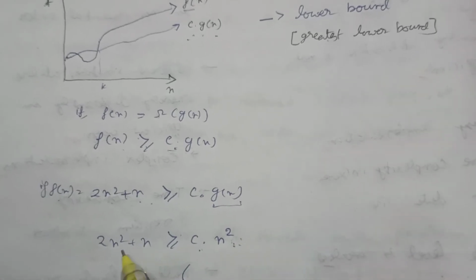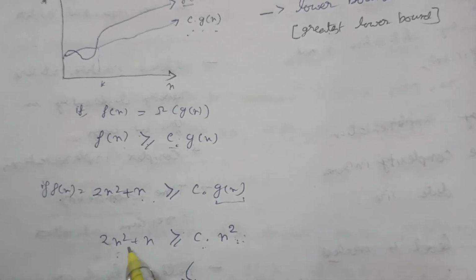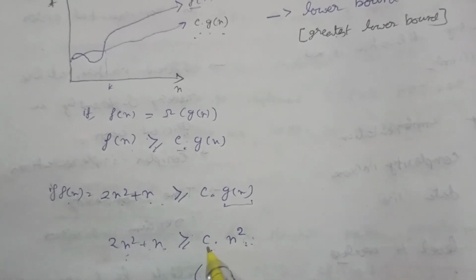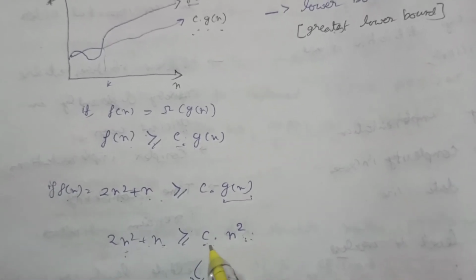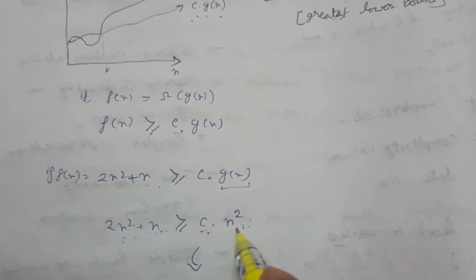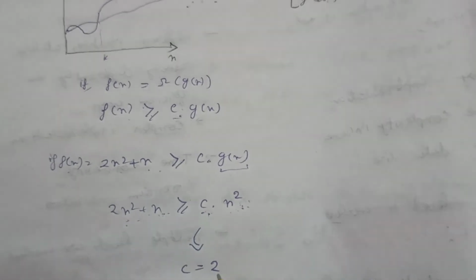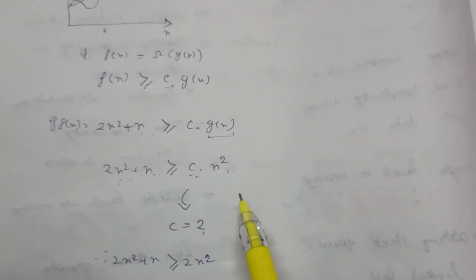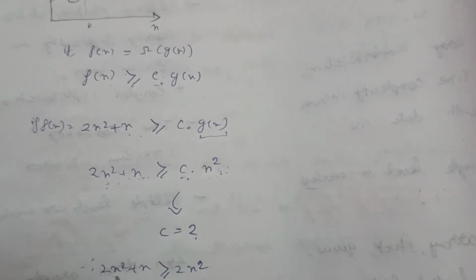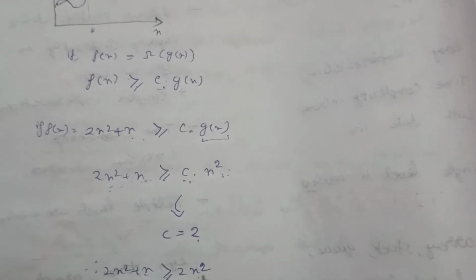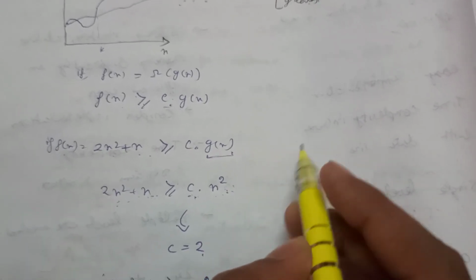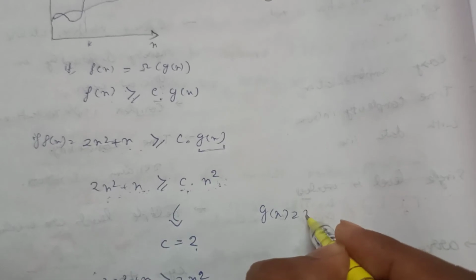See, f of n is 2n square plus n. If the value of c becomes 2, then it will be 2n square. So 2n square plus n will always be greater than 2n square. If the value of c becomes 2, then this will be our greatest lower bound. So the value of c is 2 and 2n square plus n is greater than 2n square. What is the function g of n here? The function g of n is n square, so we can write g of n equals n square.